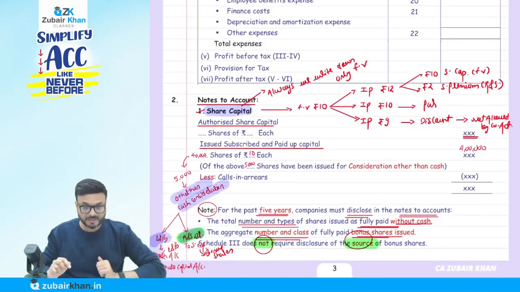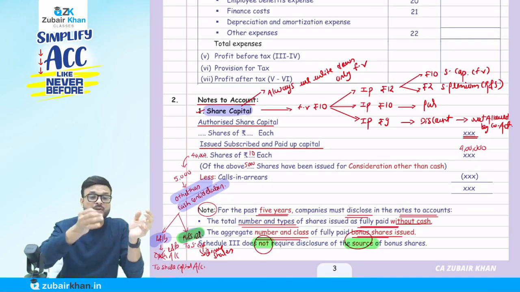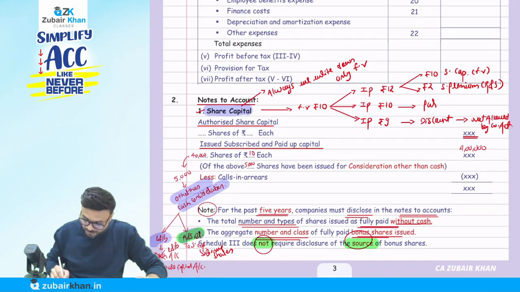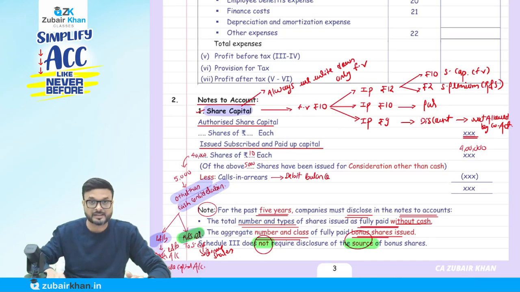So you will tell me, sir, what are you saying, capital has a credit balance? I agree with you. Capital has a credit balance. But I am not talking about the capital. I am talking about the calls in arrears. And calls in arrears has what? A debit balance. You will tell me, sir, why does it have a debit balance?